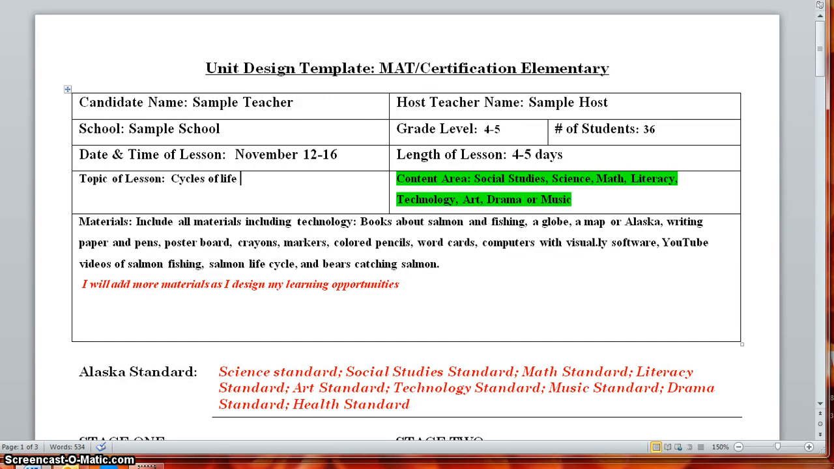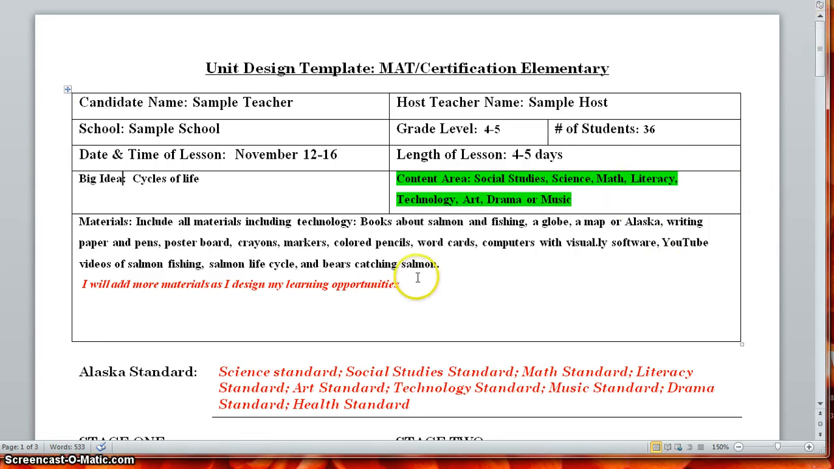Okay, so what I have here to show you now is a unit design template that has both stage 1 and stage 2 completed. You'll notice that I have cycles of life for my big idea. You can see that I have integrated content areas here: social studies, science, math, literacy, technology, and art, drama, or music. This lesson is for 4 to 5 days across 2 to 3 weeks, because remember, very often we have a limited amount of time in our classes that are not dedicated to reading and math times that we are asked to set aside. So I'm planning on this unit taking 4 to 5 days.